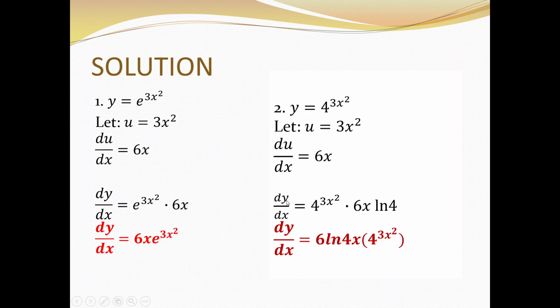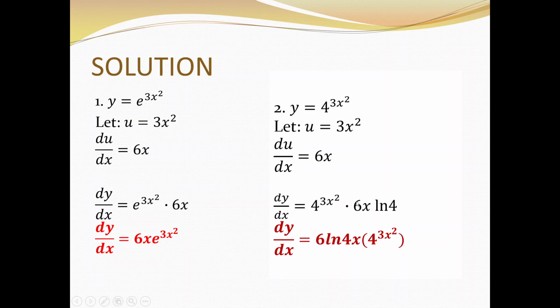And the derivative of this function y with respect to x is now equal to a raised to u times the ln of a, and then to be multiplied by the derivative of u. So if we follow that pattern, this is now a to the u, so 4 raised to 3x squared times the ln of 4, and then times the derivative of u, which is 6x.